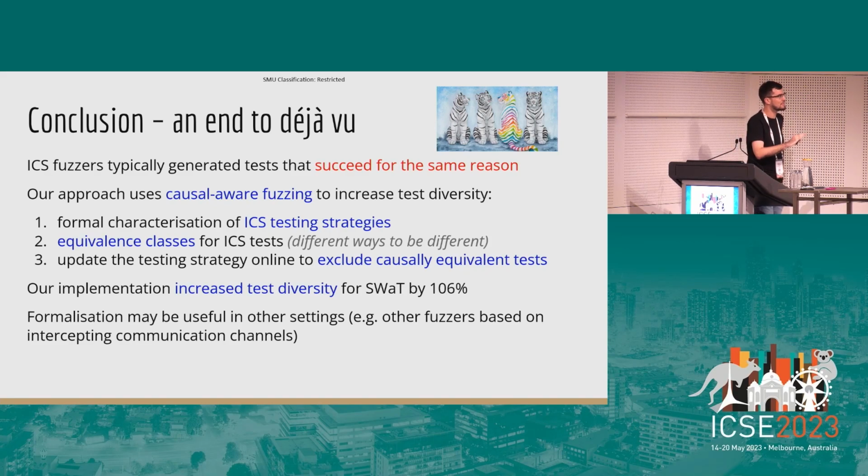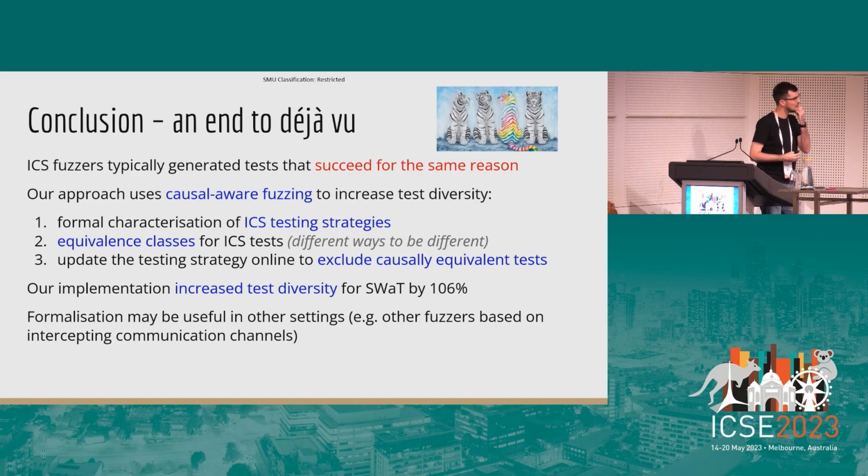So just to conclude, essentially the problem we were addressing in this work was the fact that ICS fuzzers are often succeeding for the same reason. So we tried this idea of causal aware fuzzing to try and nudge the fuzzers into different parts of the state space and get examples that are really succeeding for different reasons than the original ones. So we saw some success when we implemented it for this test bed.